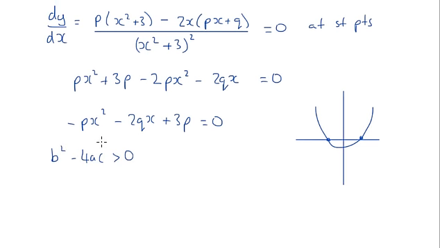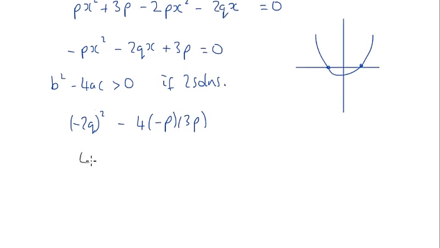So if we find the discriminant, then we're going to get b squared, that's going to be minus 2q squared, minus 4 times a, minus p, times c, which is 3p. And we need that to be greater than 0 if there's going to be two solutions. So if we simplify this, we're going to get 4q squared plus 12p squared.